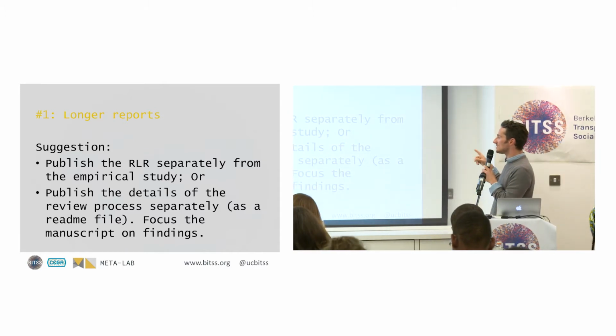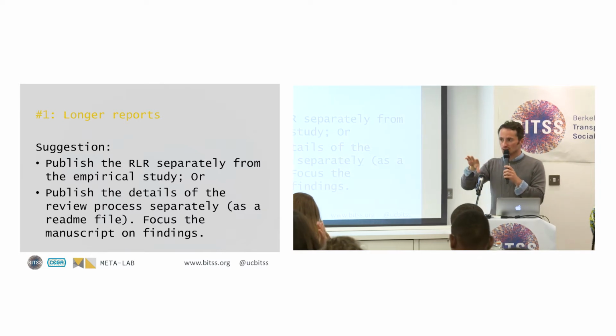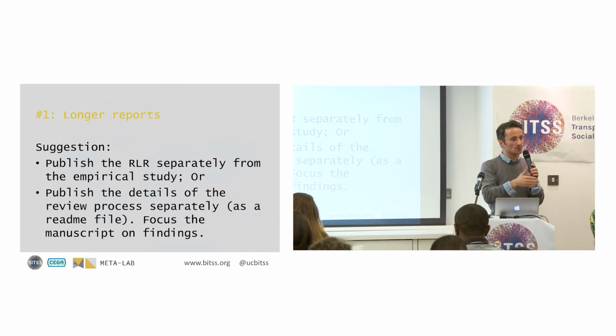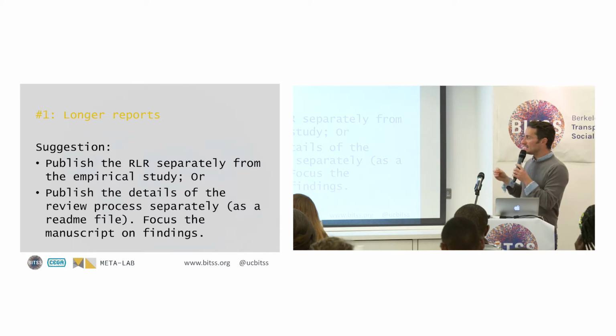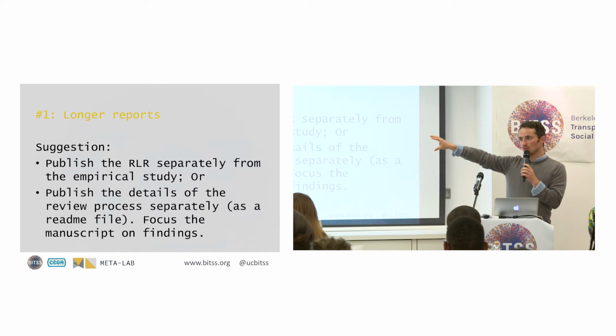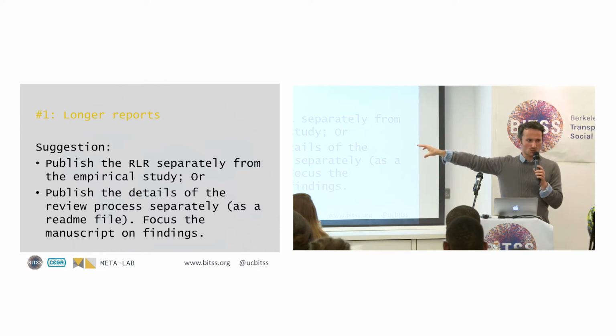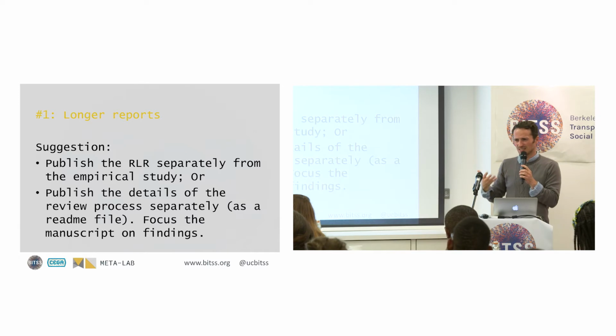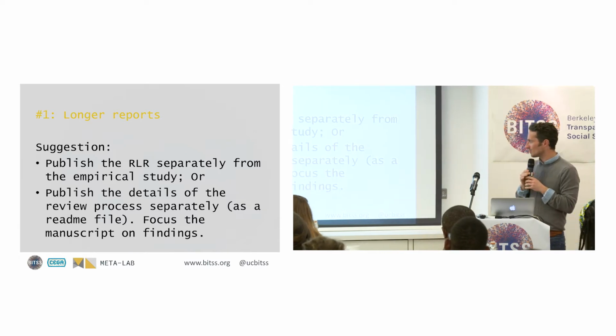Or you can publish the details of the review process separately. So for example, in your literature review, you just report the findings, right? I found 51 studies, and out of those, 40 were surveys, blah, blah, blah. And for details on the methodology, please refer to the README file or to the appendix. This is what I would do. I would not personally publish the methodology of the literature review as part of the article, because I think it makes it a little bit too long and boring.